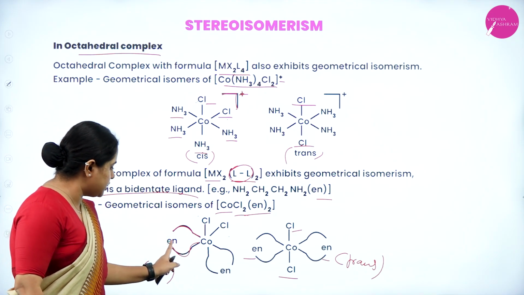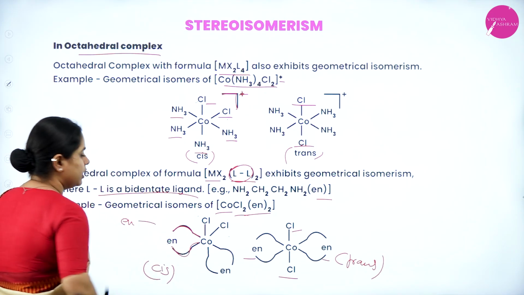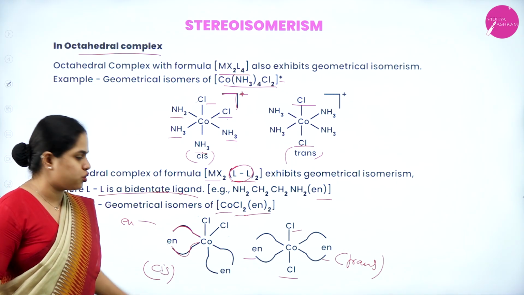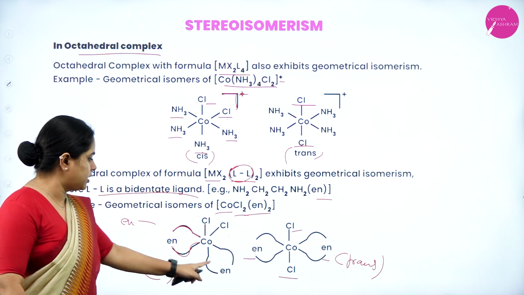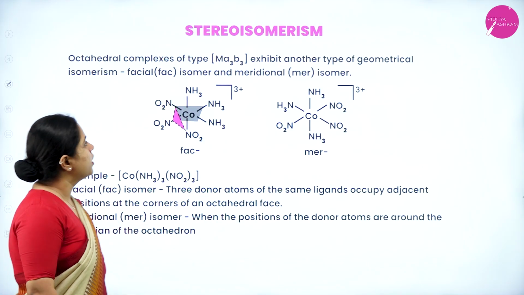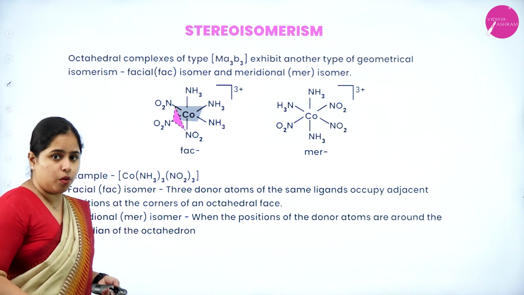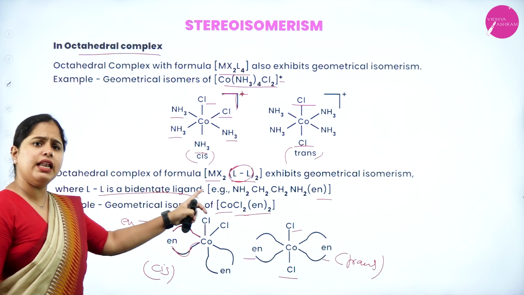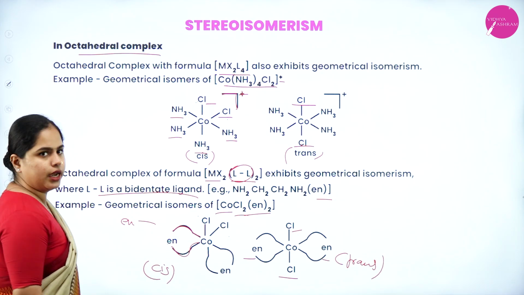Clear? So if you draw just En and put a single bond, it is wrong because it is bidentate. It uses 2 of its atoms to form a bond with the cobalt. Okay, so that is why we have mentioned it like this. Clear? Now moving on to the next one. In octahedral complex itself, 2 types we have studied, MX2L4 and MX2LL twice, right? In both of these, I hope it is clear.